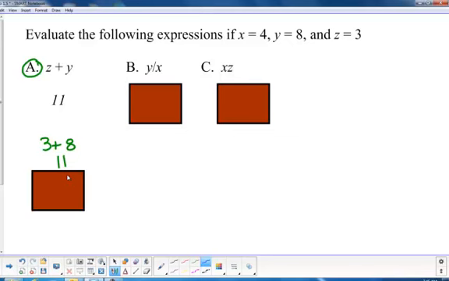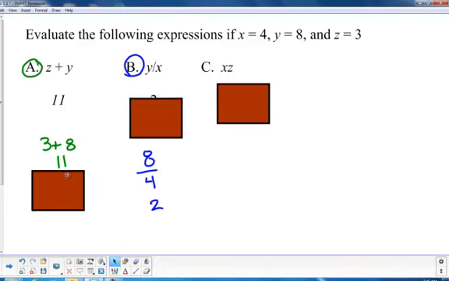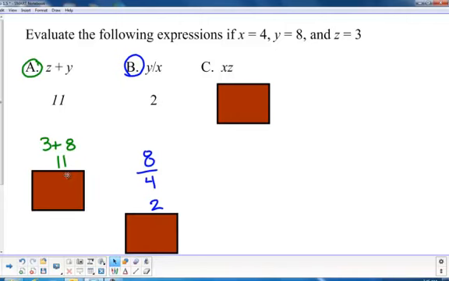Same thing here. Go ahead and hit pause. Try B right now. As soon as you're done, hit play. So y is 8, x is 4. When you divide those out, you get 2. And the last time, go ahead and hit pause. Try letter C. Now that you're done, 2 letters next to each other means multiply. So 4 times 3 is 12.